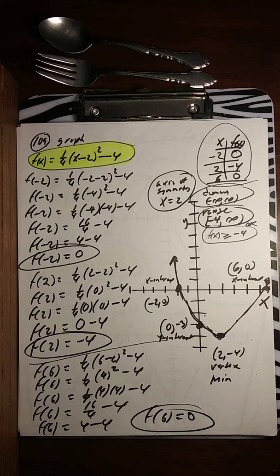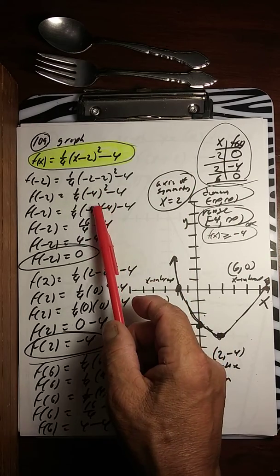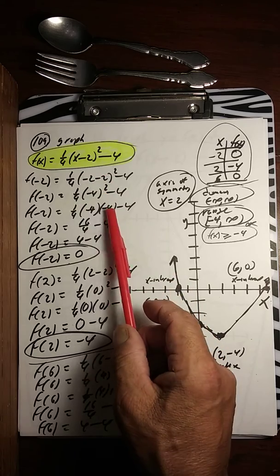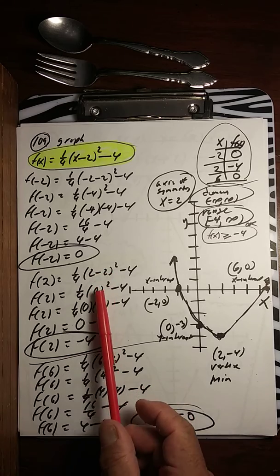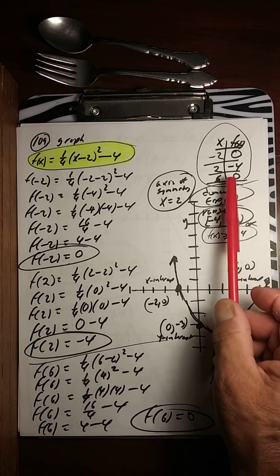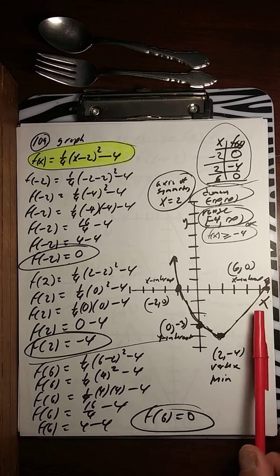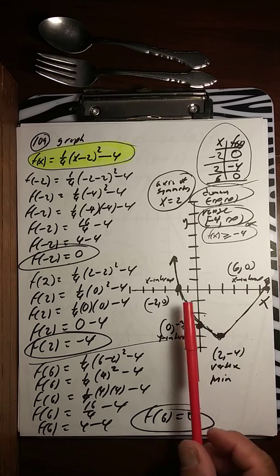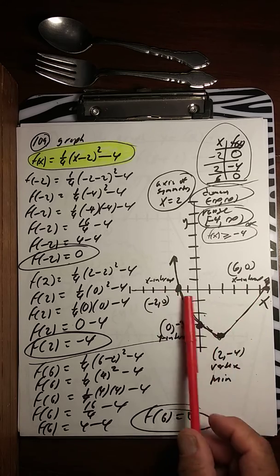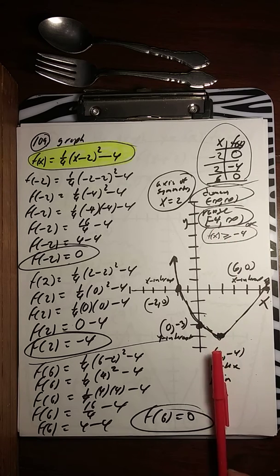So now, this one. Same thing. You can put numbers in there, put negative 2 in there. Negative 2 minus 2 is negative 4. Negative 4 squared is 16. 16 over 4 is 4. 4 minus 4 is 0. Put a 2 in there. 2 minus 2 is 0. 0 times that is 0, minus 4, negative 4. Put a 6 in there. 6 minus 2 is 4. 4 squared is 16. 16 over 4 is 4, minus 4 is 0. So we add some points and connect the dots. So we have points right there, and the axis of symmetry is at 2, and negative 4 is the vertex. Or put it in a calculator.